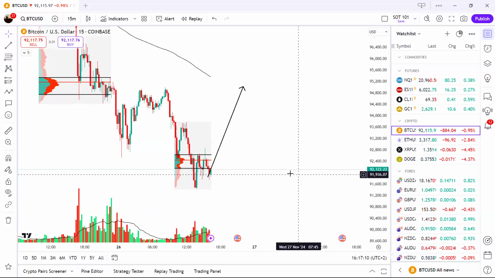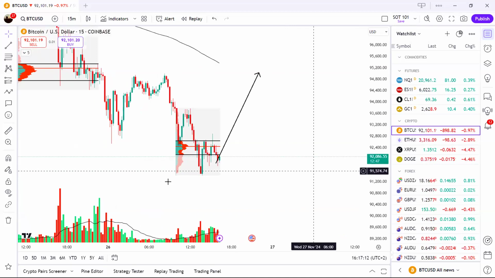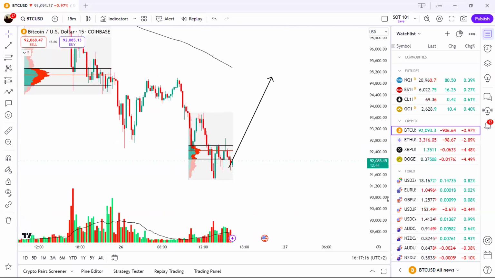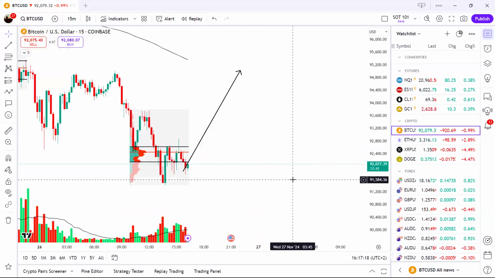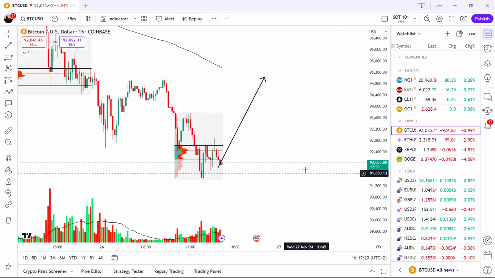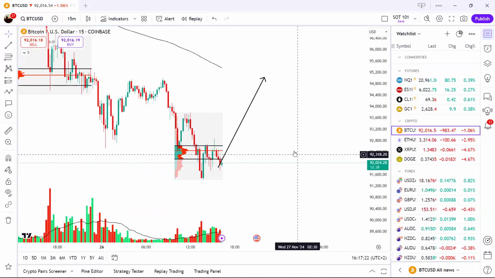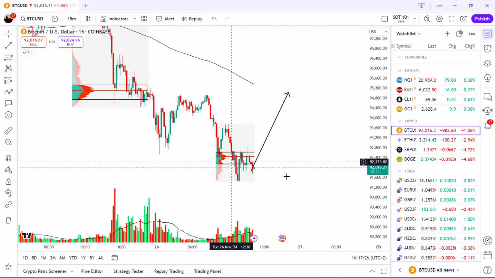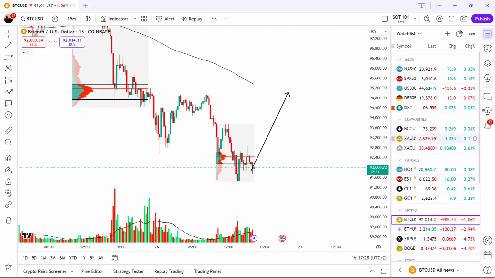Okay, on the 50 minutes, not so much, because you do tend to get a lot of price action that goes like this. But yeah, on the 5 minutes you'll get much more opportunities, obviously. Okay, so yeah, that's it on Bitcoin.